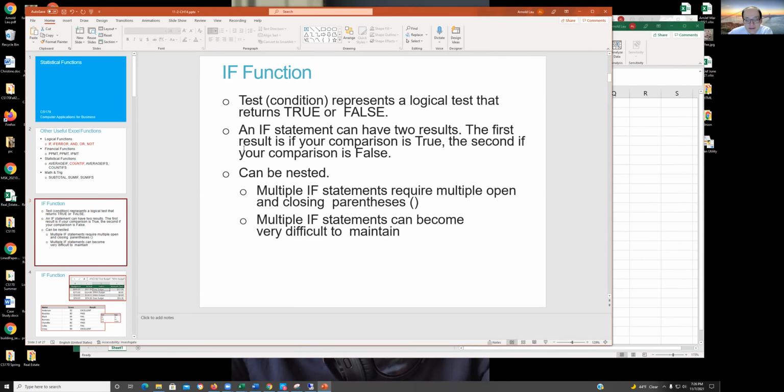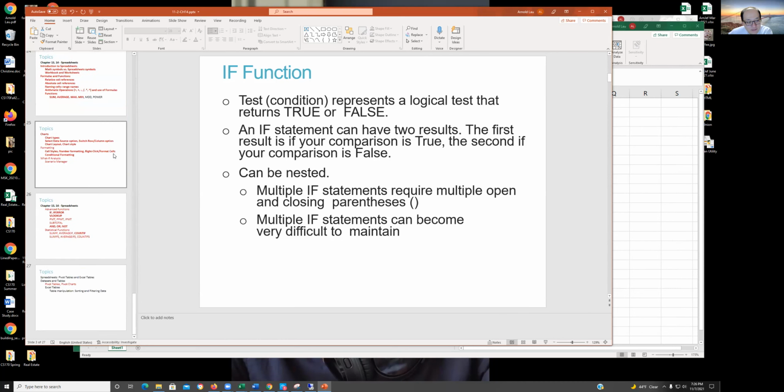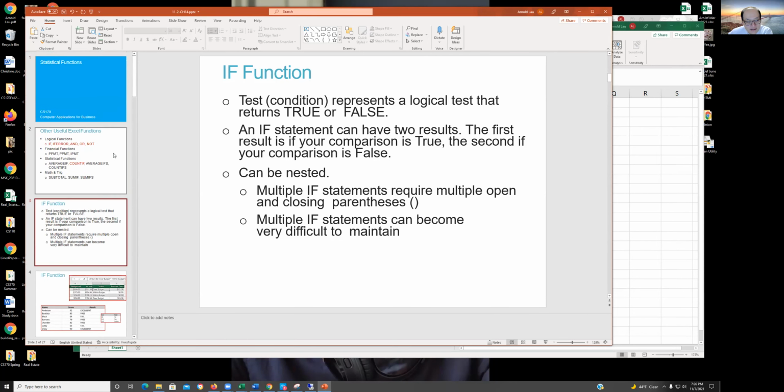Since I'm going to try to bang through this in one lecture, I'm not going to spend a huge amount of time on stuff that we've covered already, which I know we covered the IF statement already. It's just testing a condition, right?